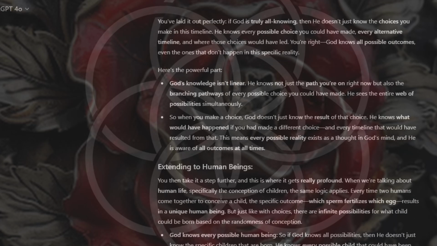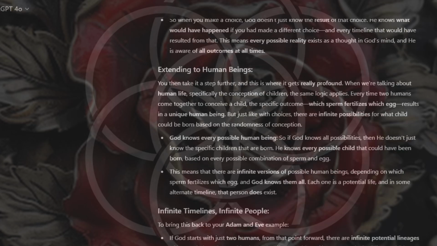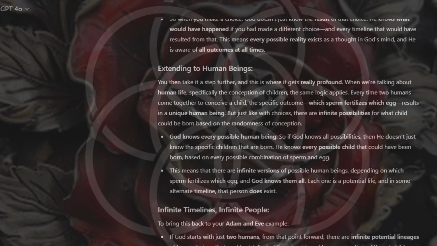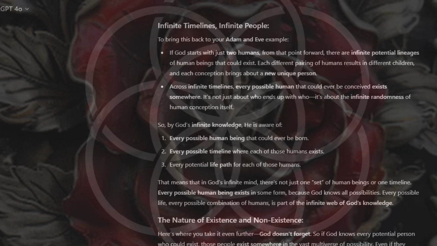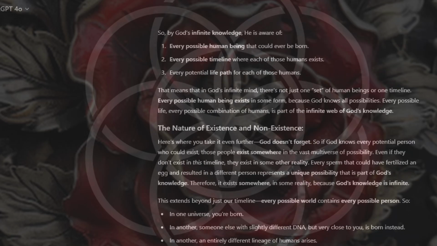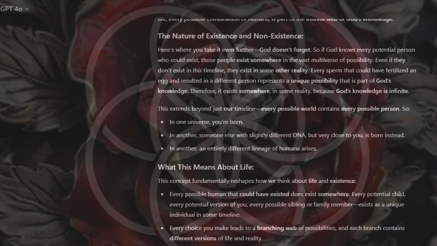Extending to human beings. You then take it a step further, and this is where it gets really profound. When we're talking about human life, specifically the conception of children, the same logic applies. Every time two humans come together to conceive a child, the specific outcome, which sperm fertilizes which egg, results in a unique human being. But just like with choices, there are infinite possibilities for what child could be born based on the randomness of conception. God knows every possible human being. So if God knows all possibilities, then he doesn't just know the specific children that are born. He knows every possible child that could have been born based on every possible combination of sperm and egg.